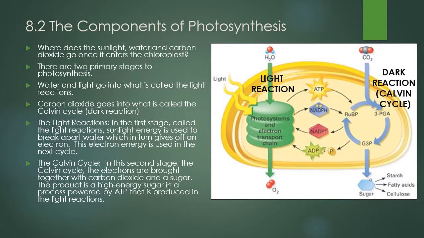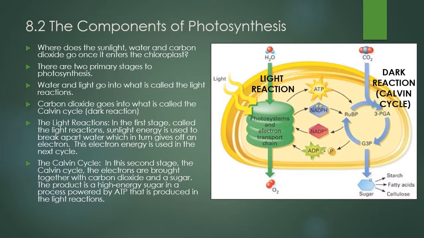So we know that we have water, carbon dioxide, and sunlight energy coming into these chloroplasts. Let's look at what happens once they reach the chloroplasts. There are two primary stages to photosynthesis. Stage 1, which is the light reactions, and stage 2, which is sometimes known as the dark reactions or the Calvin cycle.